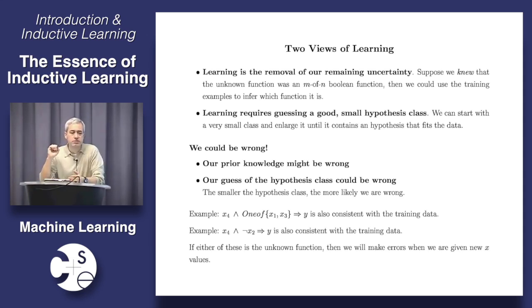Another way to look at it is the following. Well, gee, you really got lucky here. We had this random Boolean data set. We didn't know most of the examples, and we postulated that this is an M of N rule. Great. What are the chances of that actually being the case? Well, notice this loaded word here. Learning requires guessing a good small hypothesis class. There is always guesswork involved in learning.